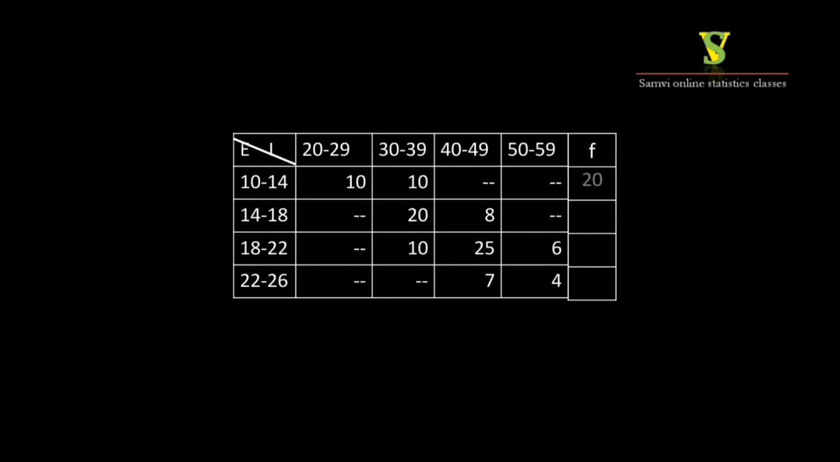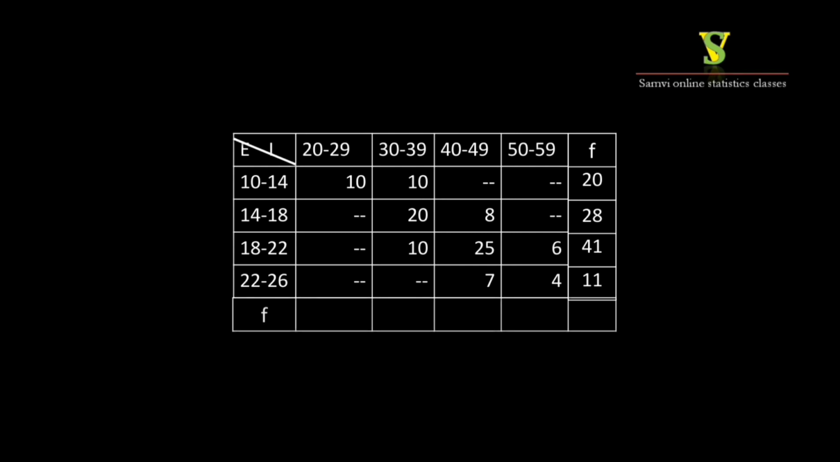So 10 plus 10 is 20. 20 plus 8, that is 28. 10 plus 25 plus 26 will get here 41. 7 plus 4 will get here 11. Once you get the row-wise total, next you have to move to the column-wise total.